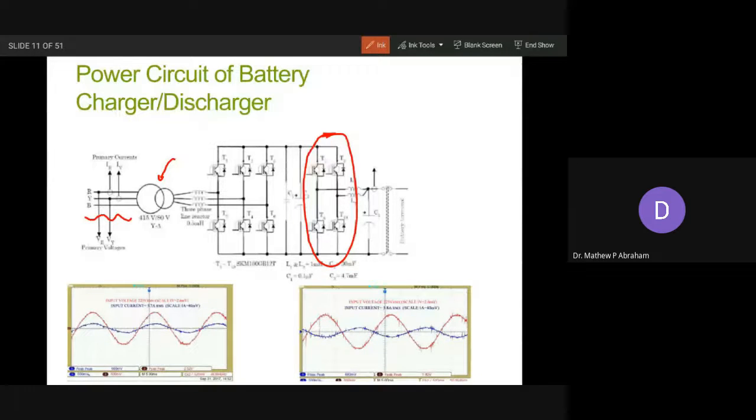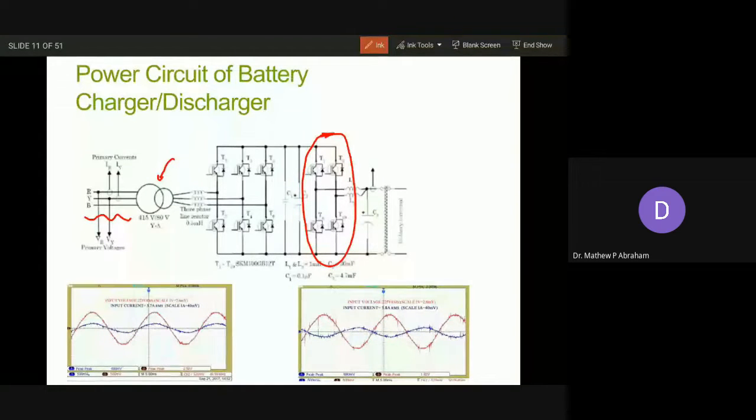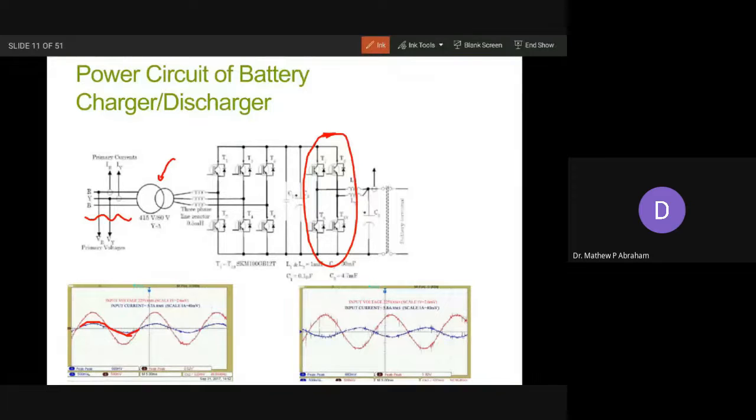And these are the results. For charging, we can say that the current is in one direction, and for discharging, it is in the other direction. So we get currents in phase with the voltage in both cases. In one case, it is in phase. In the other case, it is in the opposite phase.